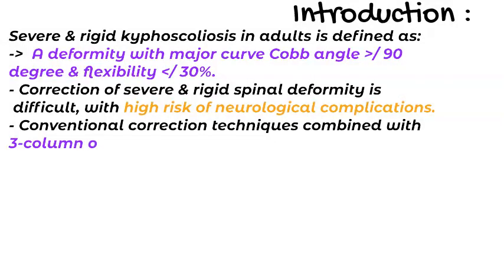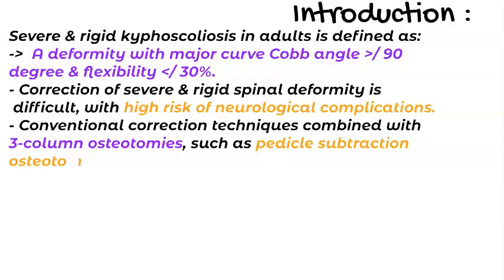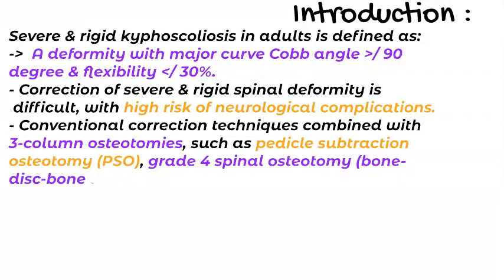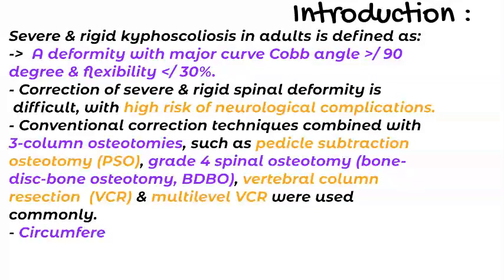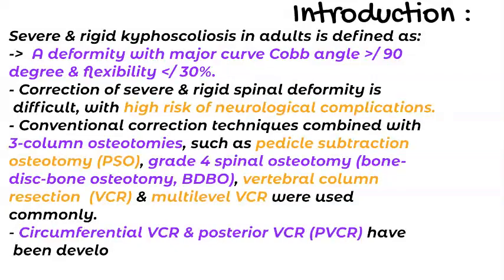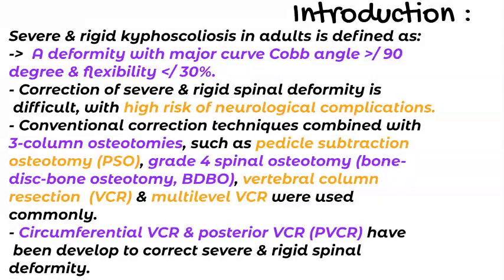Conventional correction techniques combined with 3-column osteotomies, such as pedicle subtraction osteotomy (PSO), grade 4 spinal osteotomy, bone disc bone osteotomy (BDBO), vertebral column resection (VCR), and multilevel VCR, were commonly used. Circumferential vertebral column resection and posterior vertebral column resection (PVCR) have been developed to correct severe and rigid spinal deformity.